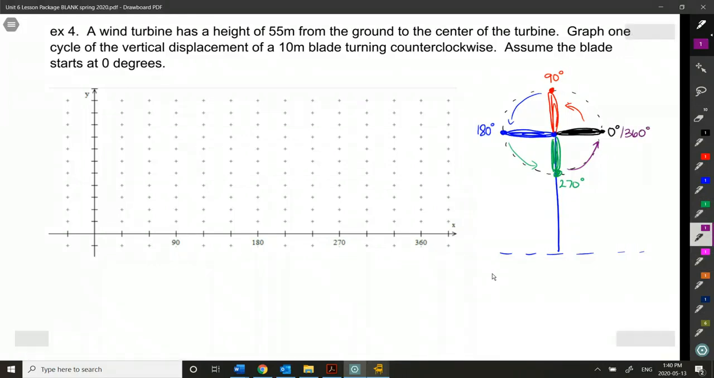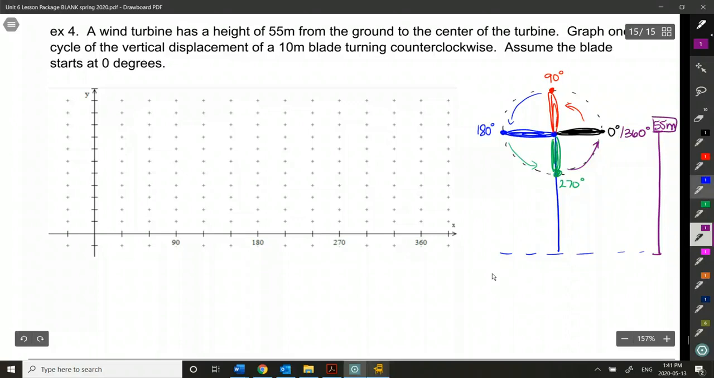So if the wind turbine has a height of 55 meters to the center, I know that this height right here is basically going to be 55 meters. So at this height for both of these, I'm going to be at 55 meters here and also here.